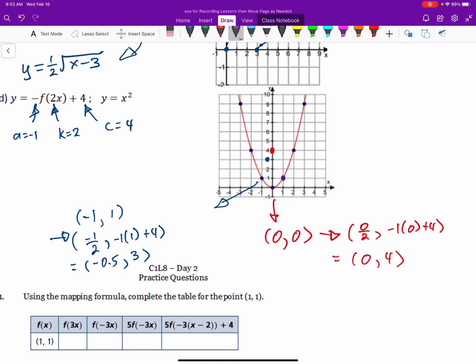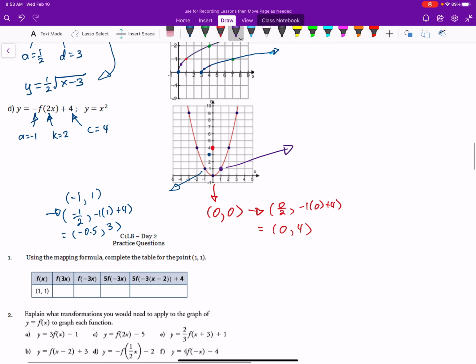Let's take this one, do this one in purple. And so it's the point 1, 1. And if I map that one, it's going to be 1 divided by k. It's going to be negative 1 times the y value plus 4. So that gives me 0.5 and positive 3. So again, I get a point here. So it looks like my parabola is going downward, as I already saw.